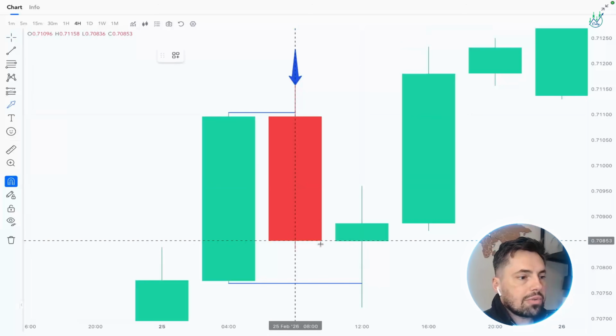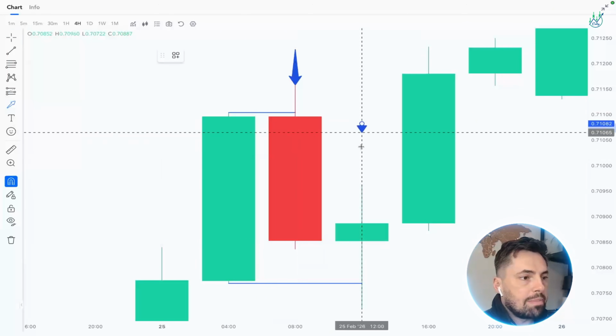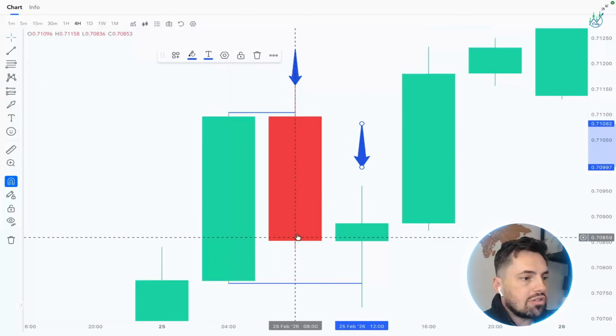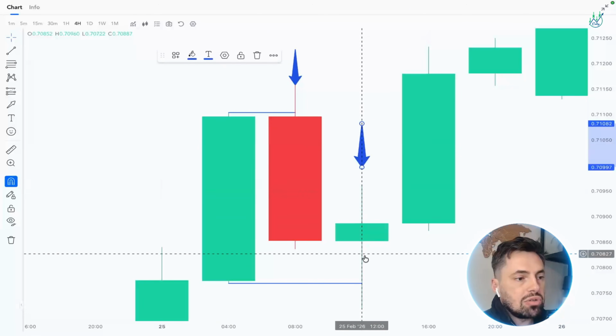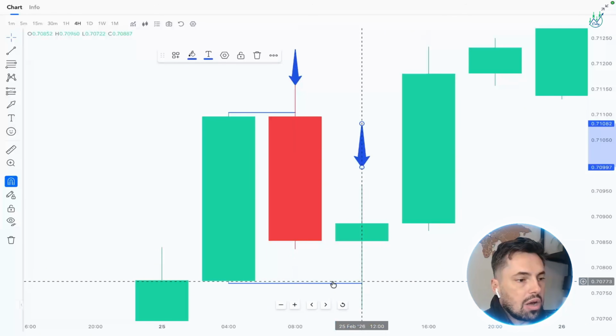And candle 3 is the distribution. So basically we have the range, we have the manipulation of that range, and then in the 3rd candle you get the distribution to carry to the low of that range.